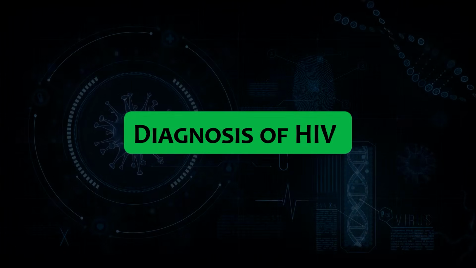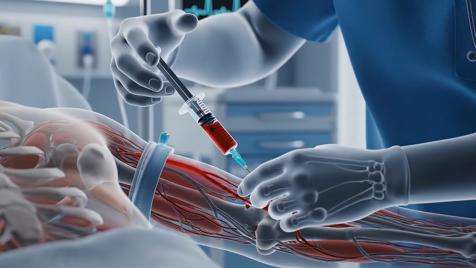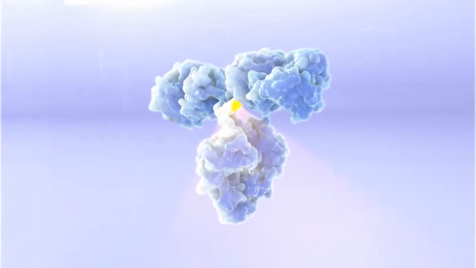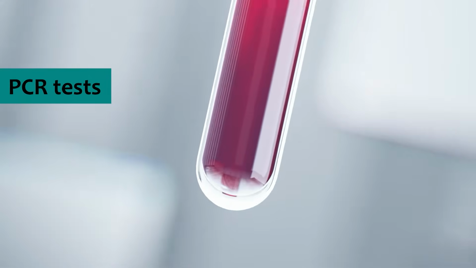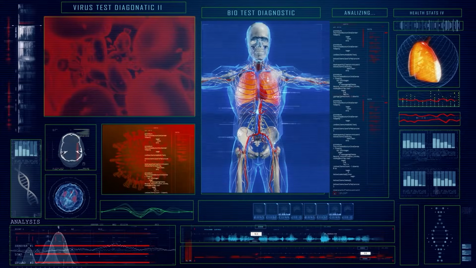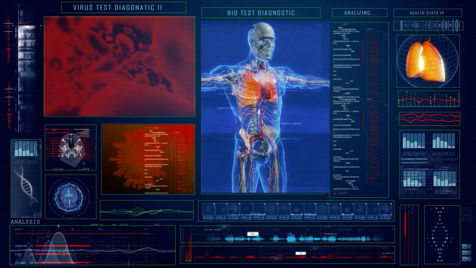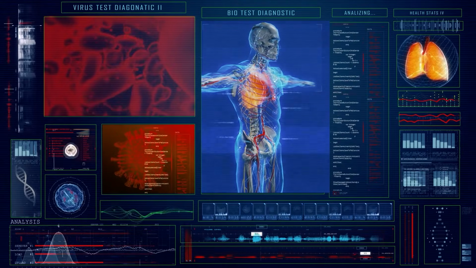Diagnosis of HIV. HIV is diagnosed through blood tests. Common tests include antibody tests, antigen tests, PCR tests. Early detection is extremely important because treatment can prevent AIDS completely.